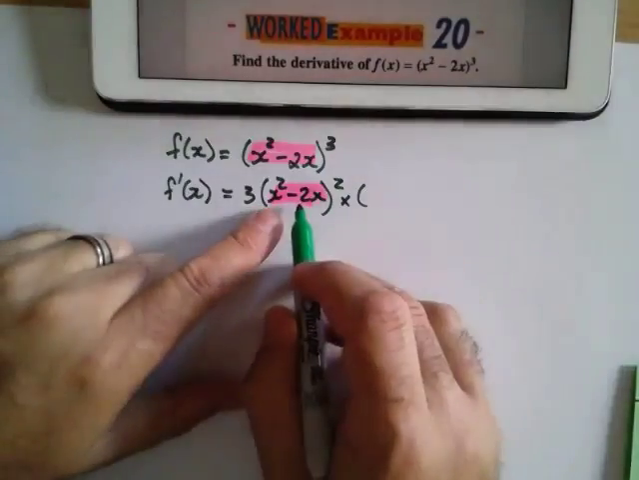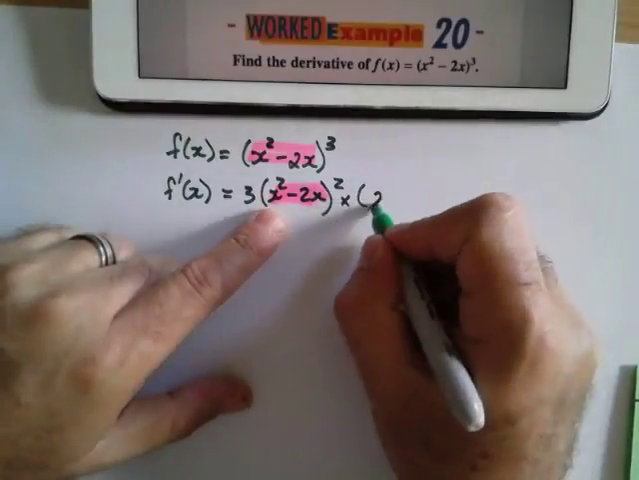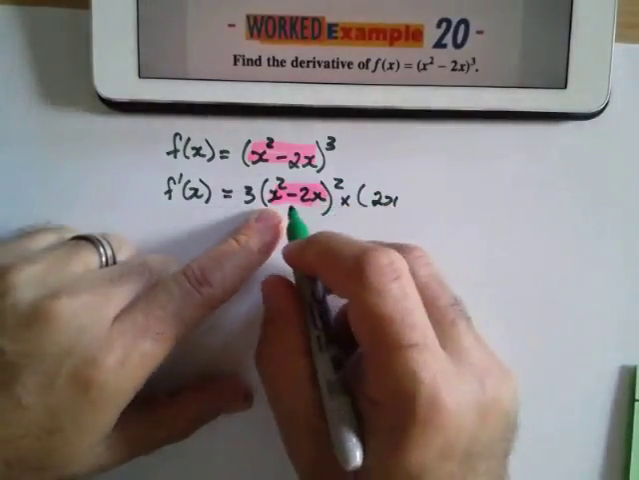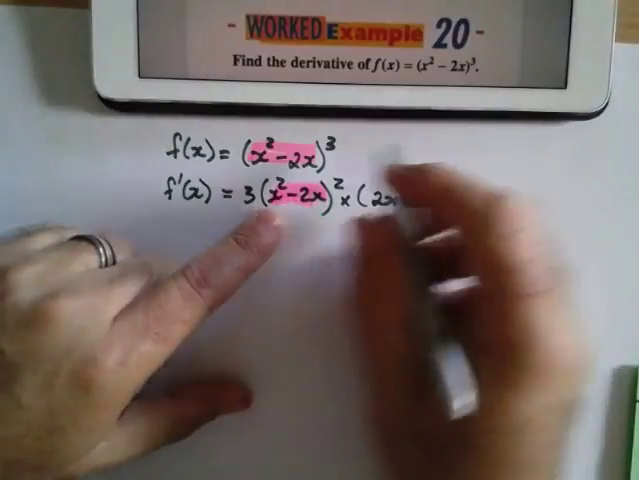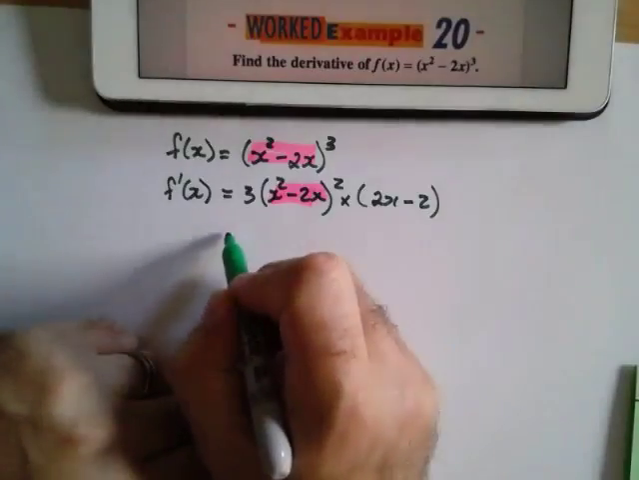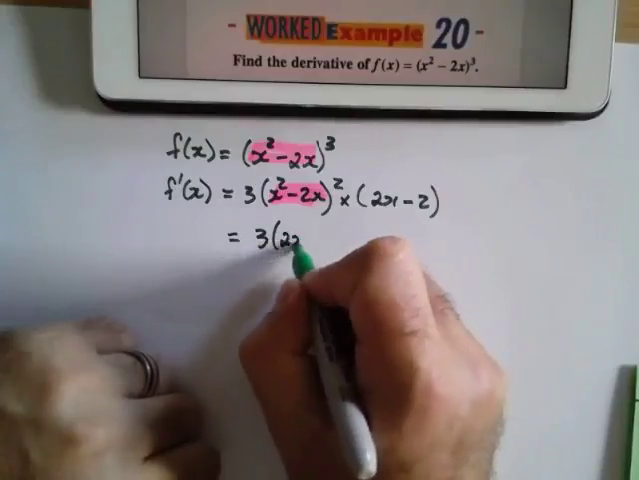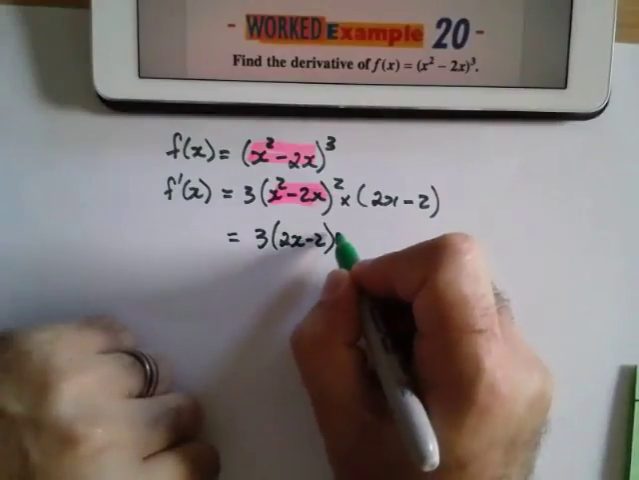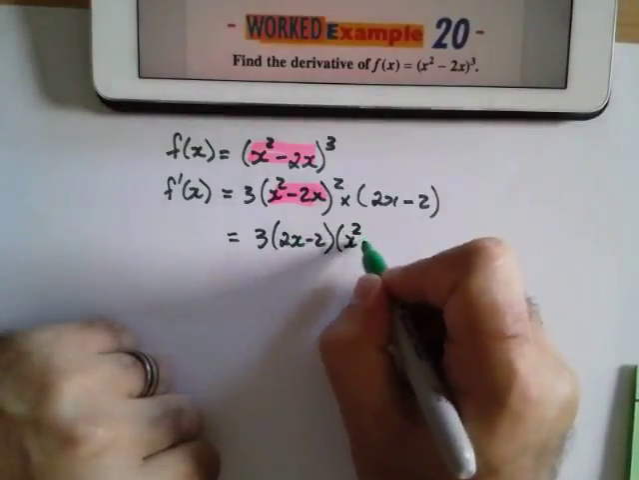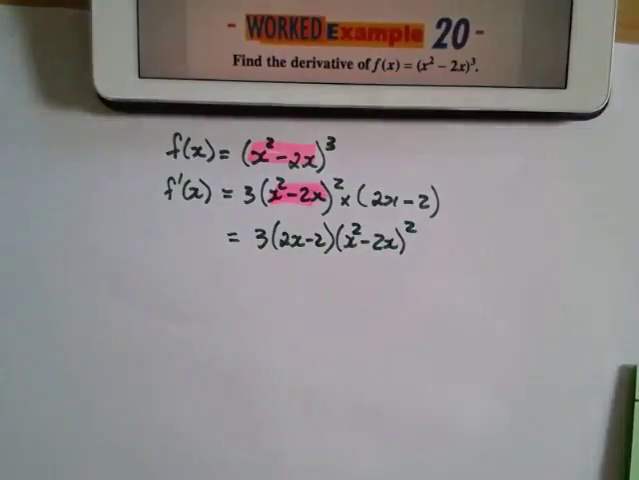So the derivative of this thing is now, the derivative of x squared is 2x. The 2 goes to the front, take away 1, and the x falls away. I'm just going to write that a little bit neater. I'm going to say that is 3 times (2x minus 2) multiplied by (x squared minus 2x) squared.